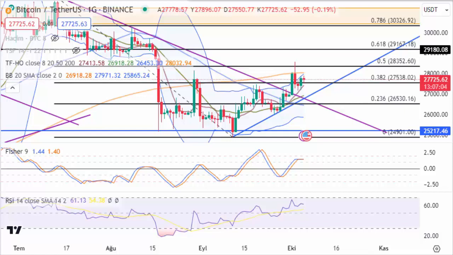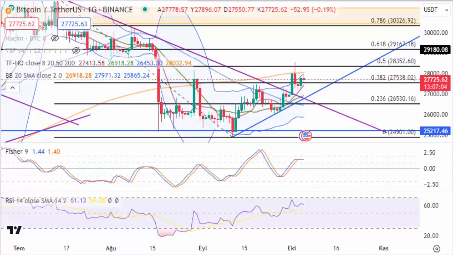$31,804.20 to $24,901. The price is currently above the 0.382 Fibonacci level, and as long as it stays above this level, it could continue to rise. Our sequential targets here are $28,352, $29,167, and $30,326. Now, let's analyze the 4-hour time frame.